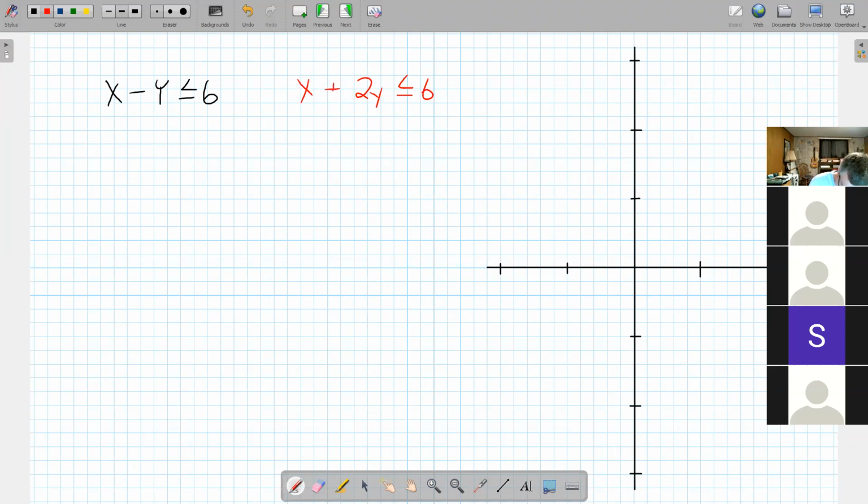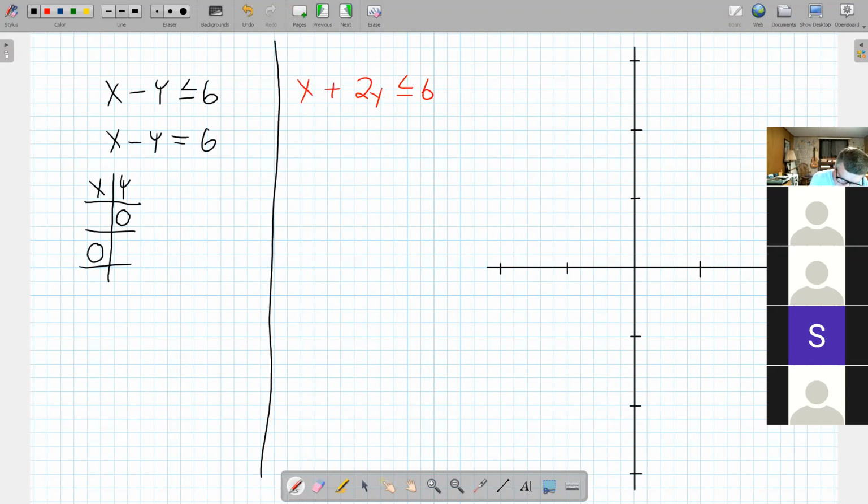Plus 2y. Okay. So let's go back to the black. So I'm going to consider the equation, and I'm going to complete two ordered pairs. Now, I can pick any x's, I can pick any y's, but I think I'm going to use the intercepts, okay? So I'm going to find the x-intercept by setting y equal to 0, and find the y-intercept by setting x equal to 0. So I'm going to complete these two ordered pairs, okay?